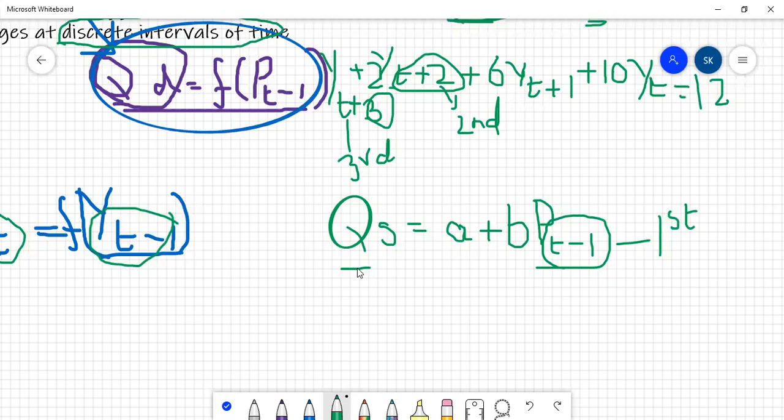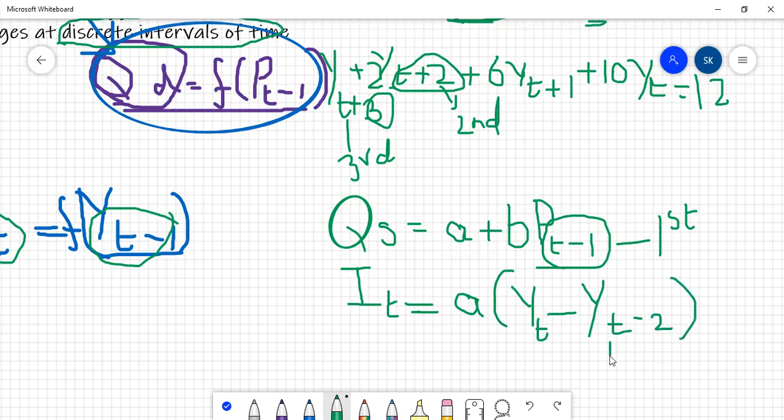Again, we have another function. This is the last example in order to clarify it further for you. Suppose we have I(t), the investment in the current time period, equal to A times (Y minus Y(t-2)). What this implies is that it is a second order difference equation. So the highest lag will determine the order of the difference equation. The equation can be of any type, depending upon the economic variables that we are studying, and of course the type of problem that we are studying.